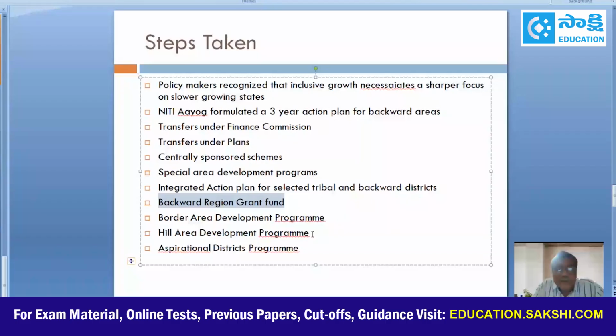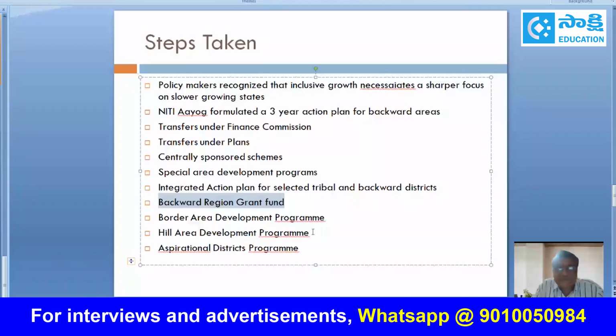The Backward Regions Grant Fund was one of the widely recognized area development programs in its size and reach. This fund also contributed to achieving balanced regional development in the country. The program was implemented in 2006-7 in 250 backward districts. The Backward Regions Grant Fund was implemented as an improvement over Rashtriya Sam Vikas Yojana, which was launched in 132 selected districts, of which 100 were backward districts and 32 were districts affected by left-wing extremism, in 2003-2004.